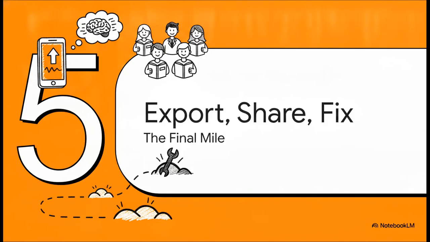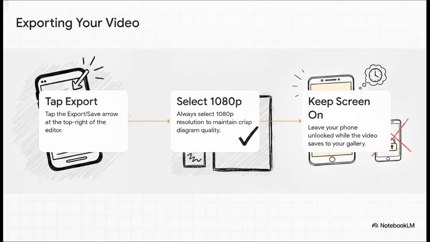Finally, we arrive at Section 5, Export, Share, and Troubleshoot. Once your edits are looking perfect, you just hit the export arrow. Always remember to select 1080p to maintain that crisp quality. And guys, here's the golden rule. Especially for a typical 30-minute lecture, just leave your phone screen on and unlocked for those few minutes while it processes and saves to your gallery. If your phone goes to sleep, it might actually interrupt the save, and you definitely don't want that.